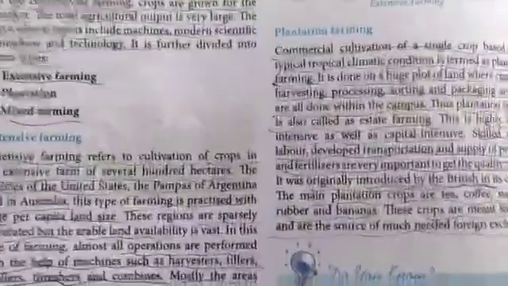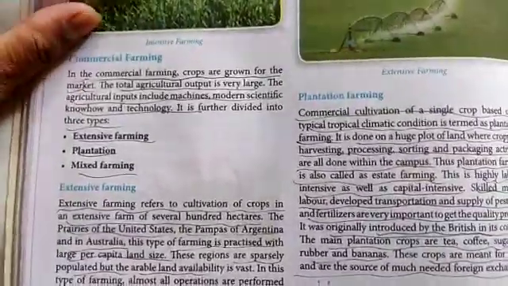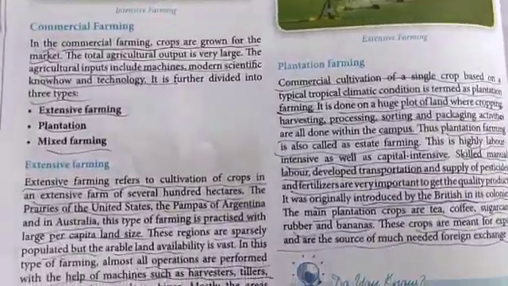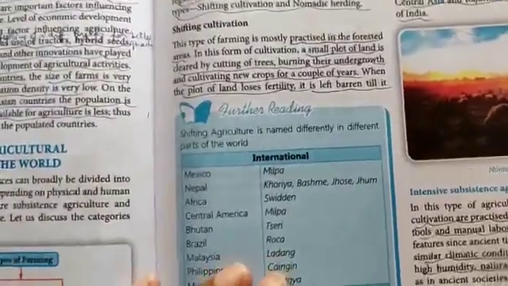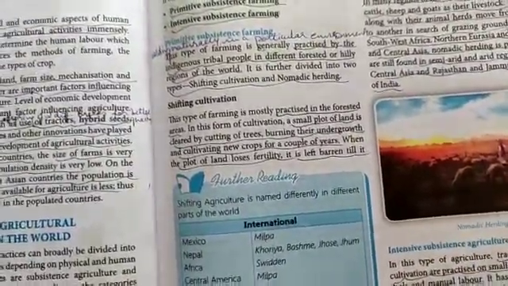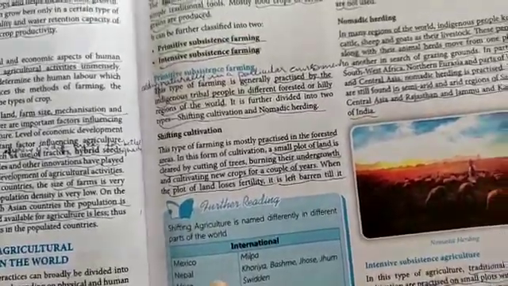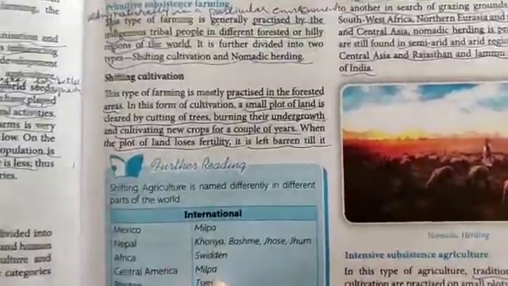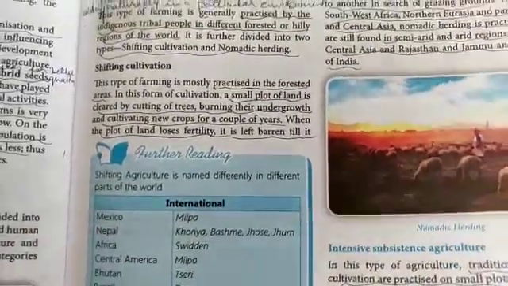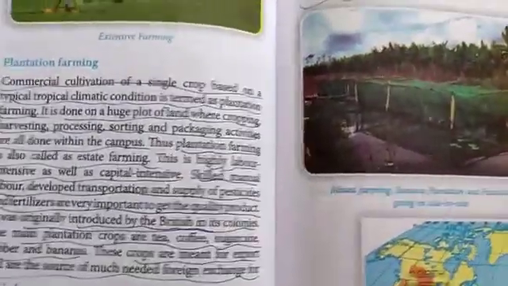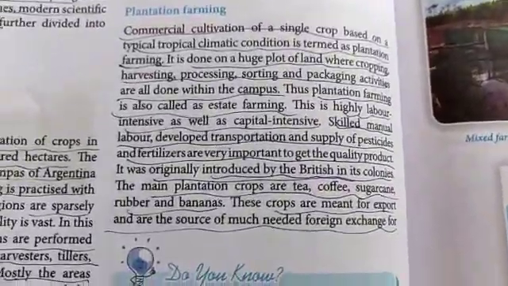So I want you to give these topics a thorough study: commercial farming, under which we did extensive farming, intensive subsistence agriculture, nomadic herding, and shifting cultivation. Anything which you have not understood, please make sure to note it down and we will discuss it when the school reopens. Till that time, stay safe.